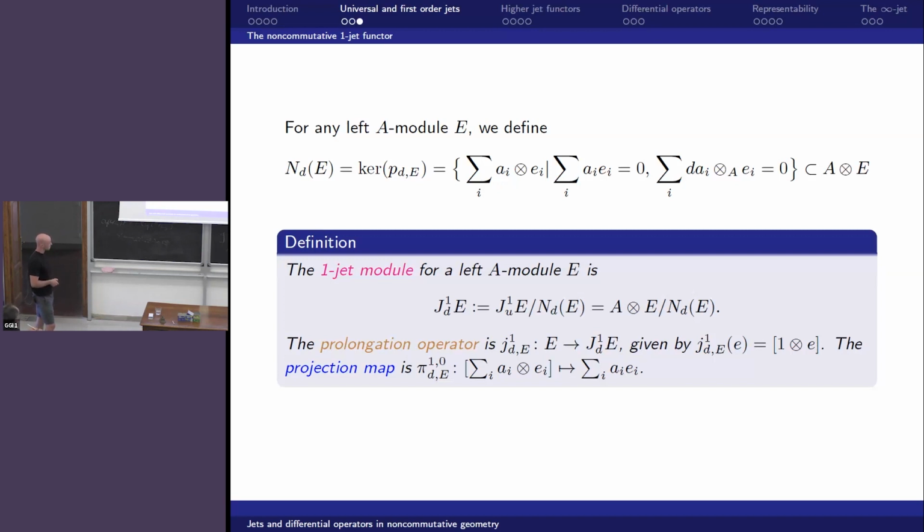This comes with a notion of prolongation, some map from E to J1 E, or if you want to view it functorially, from the identity functor to this one jet functor, and a projection map. Both this prolongation and this projection will be natural transformations, and they are inherited from the universal prolongation and the universal projection.